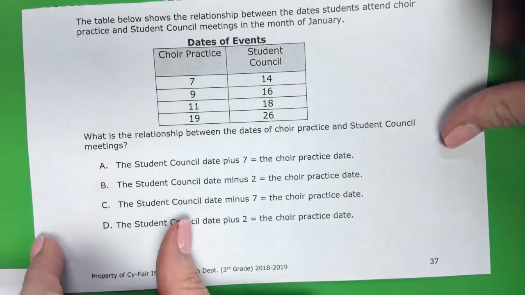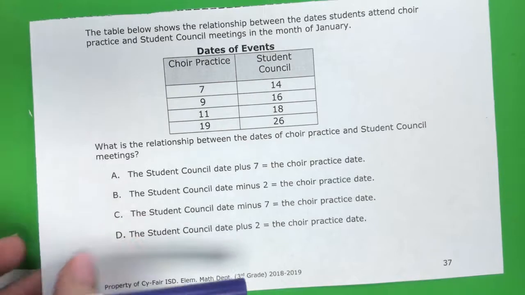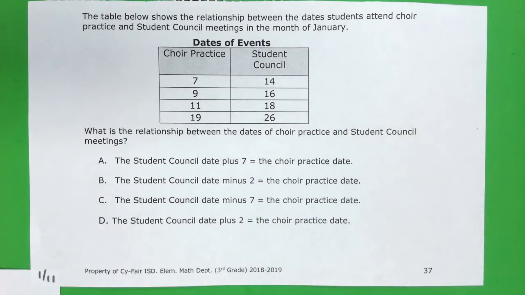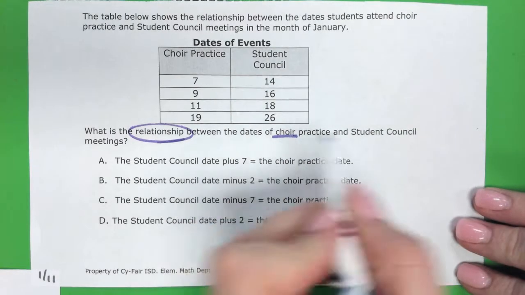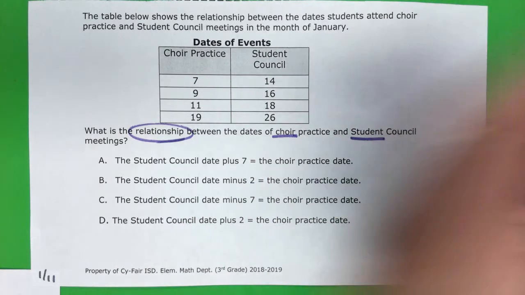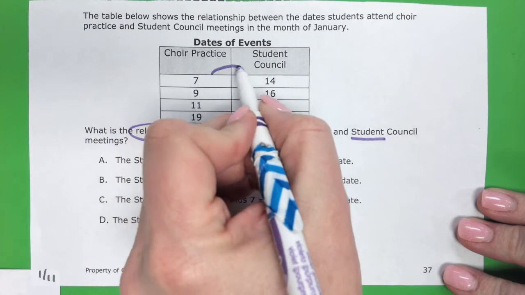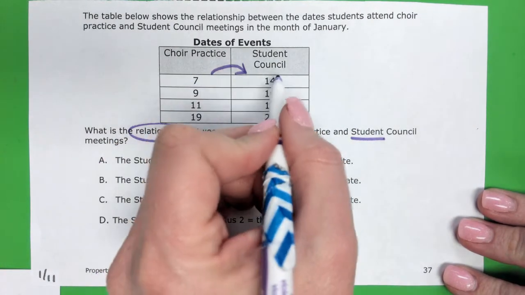The next one is the choir practice and student council. The table below shows the relationship between the dates students attend choir practice and student council meetings in the month of January. What is the relationship between choir practice and student council meetings? So choir practice to student council meetings. It's getting bigger from 7 to 14.